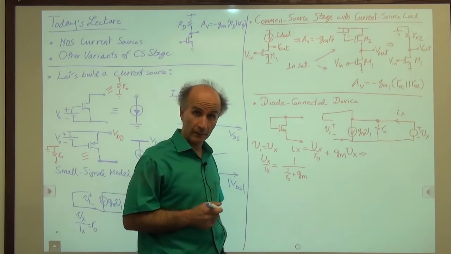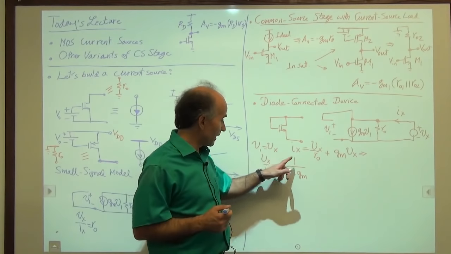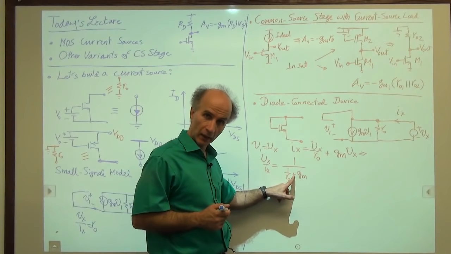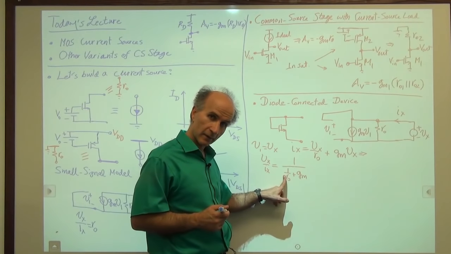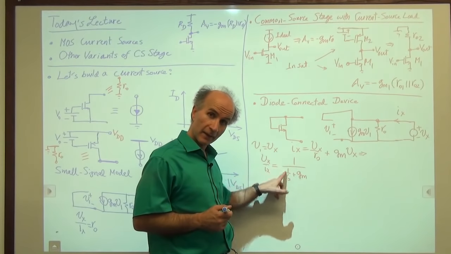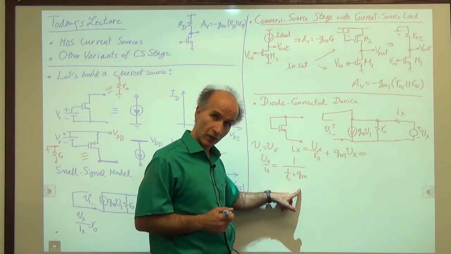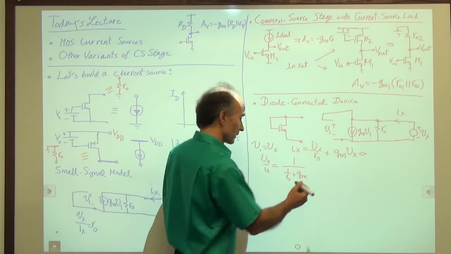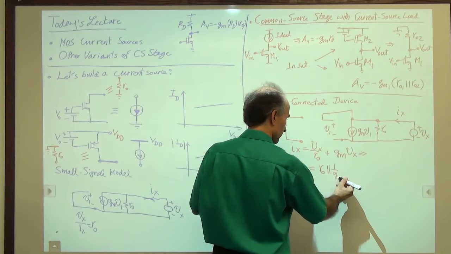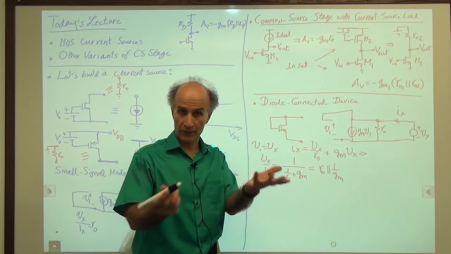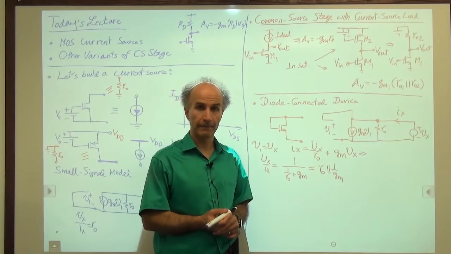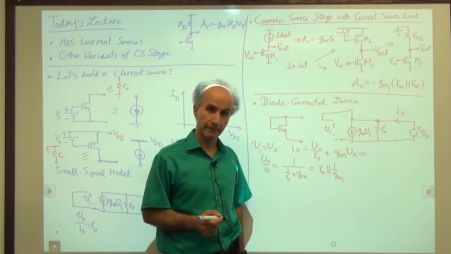In fact, we can even make it simpler. We have the inverse of the sum of two conductances, two inverse resistances. So that says that this is equivalent to the parallel combination of two resistances. So this is equivalent to RO in parallel with 1 over GM. 1 over GM is a resistance, some resistance, and RO is some other resistance. This parallel combination is the same as this. Okay, so that's very easy to remember.